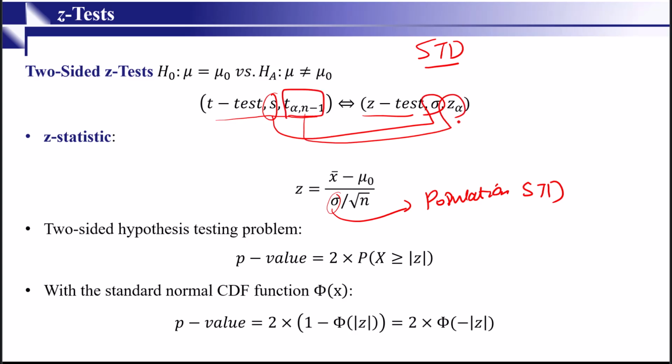For a two-sided hypothesis testing problem, the p-value is calculated as follows. P-value is equal to 2 multiplied by the probability of X greater than or equal to the absolute value of z. In this case, we consider that X follows a normal distribution with mu and sigma squared. With the standard normal cumulative distribution function phi, we can write the p-value as 2 multiplied by 1 minus phi of z, which is equal to 2 multiplied by phi of minus z.